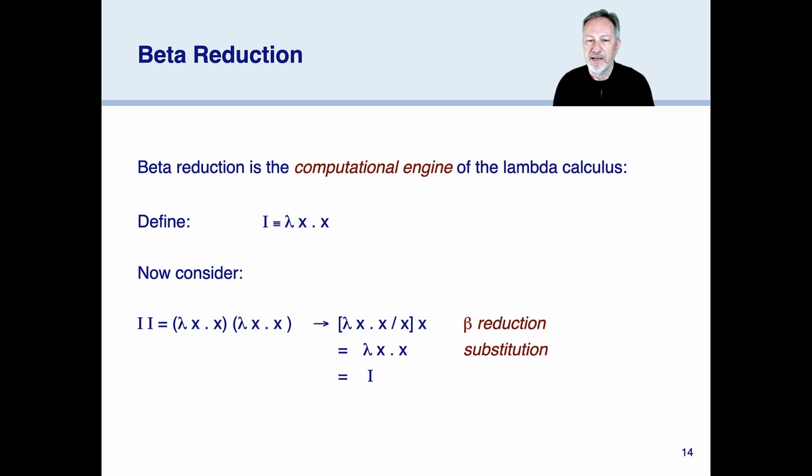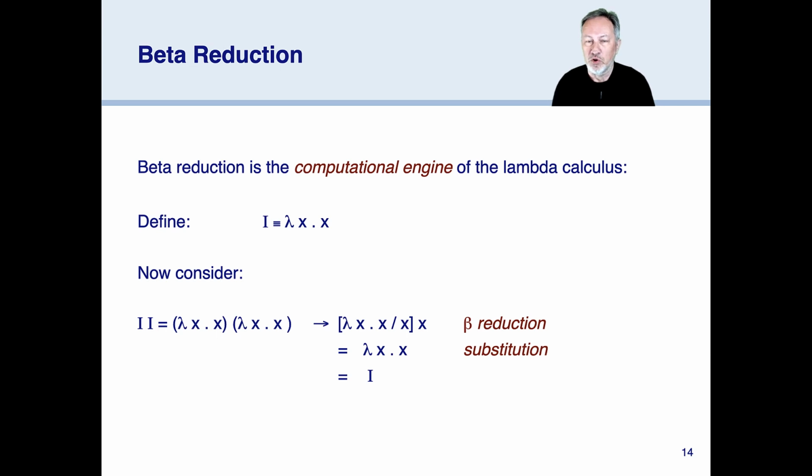Let's look at an example here. So I is a so-called combinator. We'll see what we mean by combinators again in a few slides. And we defined it as lambda x dot x. So I is the identity function. And let's apply I to itself. So I of I should return I, right? So I'm applying identity, giving it as an argument I itself. It's the identity function, so it returns what I give to it.